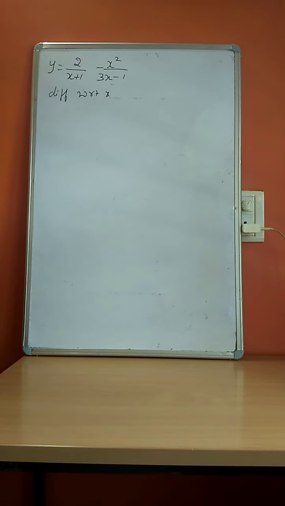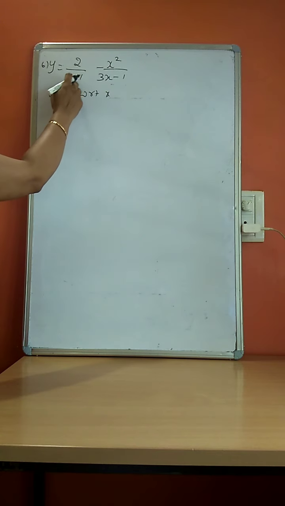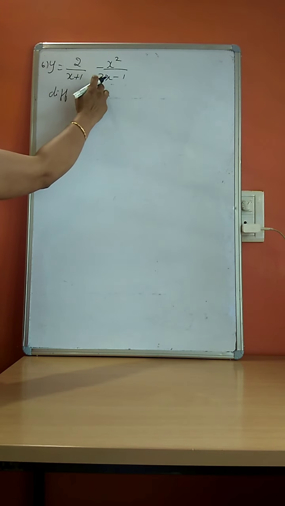Okay, next problem, it is sixth one. Y is equal to 2 by x plus 1 minus x square divided by 3x minus 1.